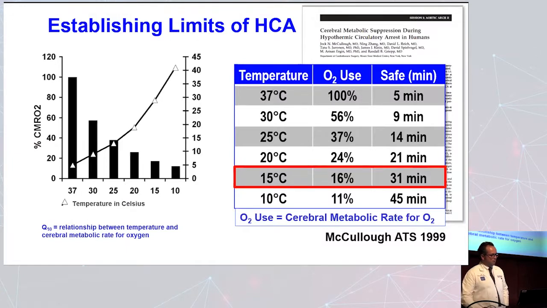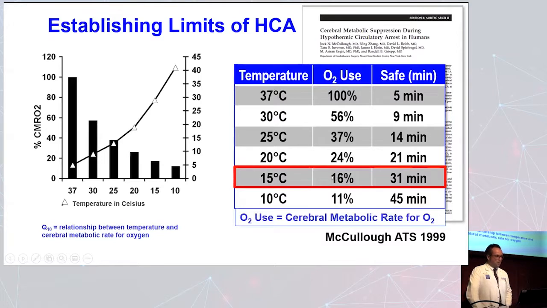And as you can see on the left side, the metabolic demands of the brain are never zero. Even if you cool the patient down to 5 degrees, sometimes physically impossible, you still have some brain activity. Fortunately, to do these repairs in circulatory arrest, they figured out that the probably safe limit is around 40 minutes at 15 degrees. So you still have some metabolic demand, 16%.